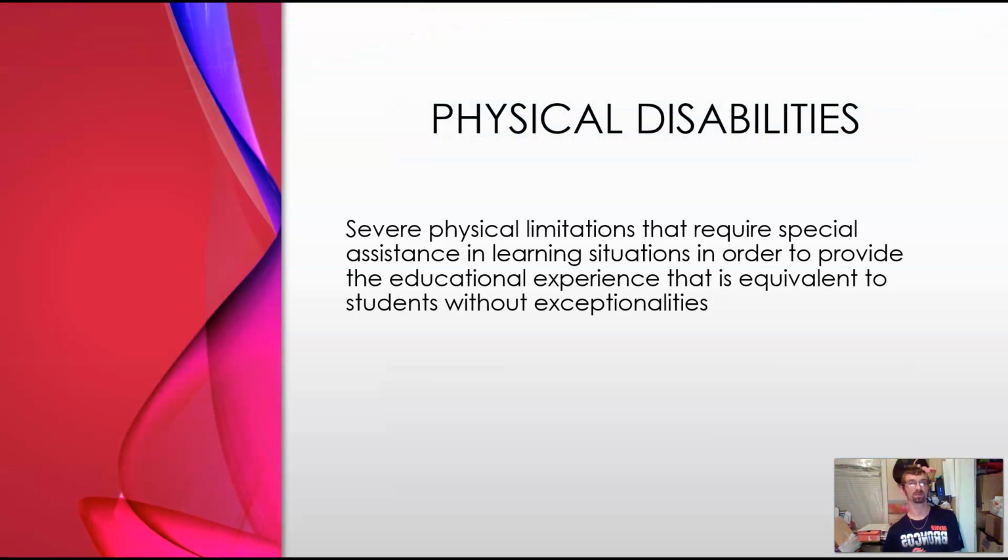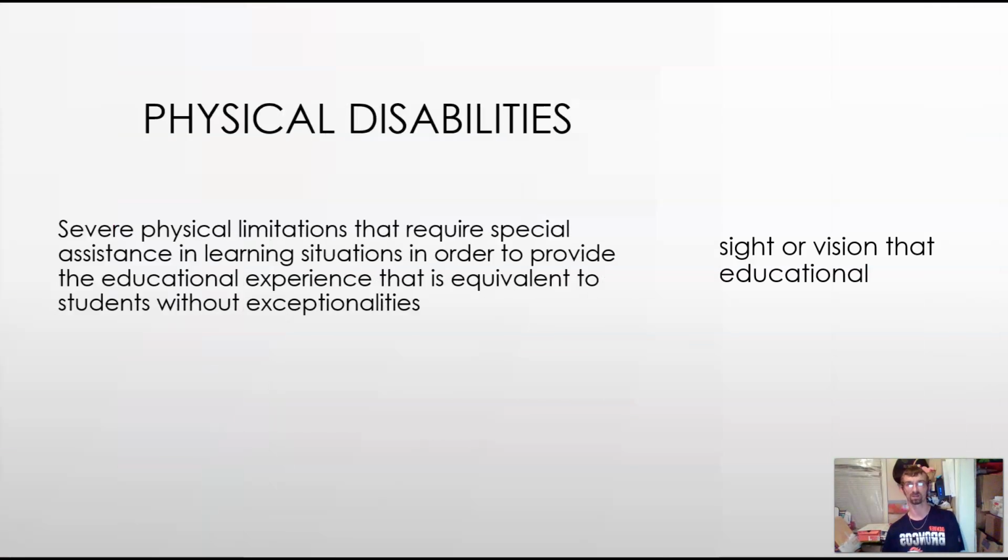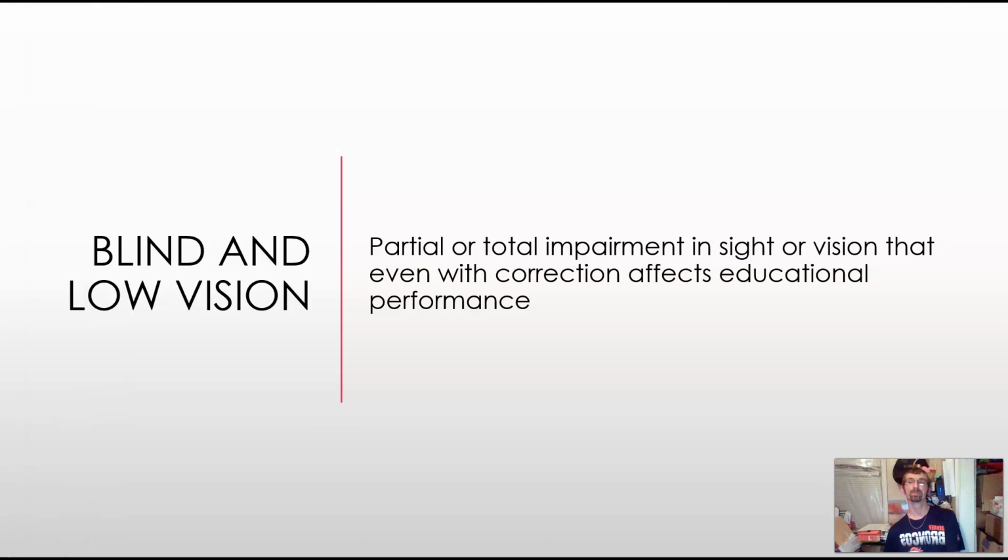Physical disabilities, these are severe physical limitations that require special assistance in learning situations in order to give them that educational experience that is equivalent to a student that does not have those exceptionalities. Blind, low vision. This is defined as partial or total impairment in sight or vision that even with correction affects their educational performance.